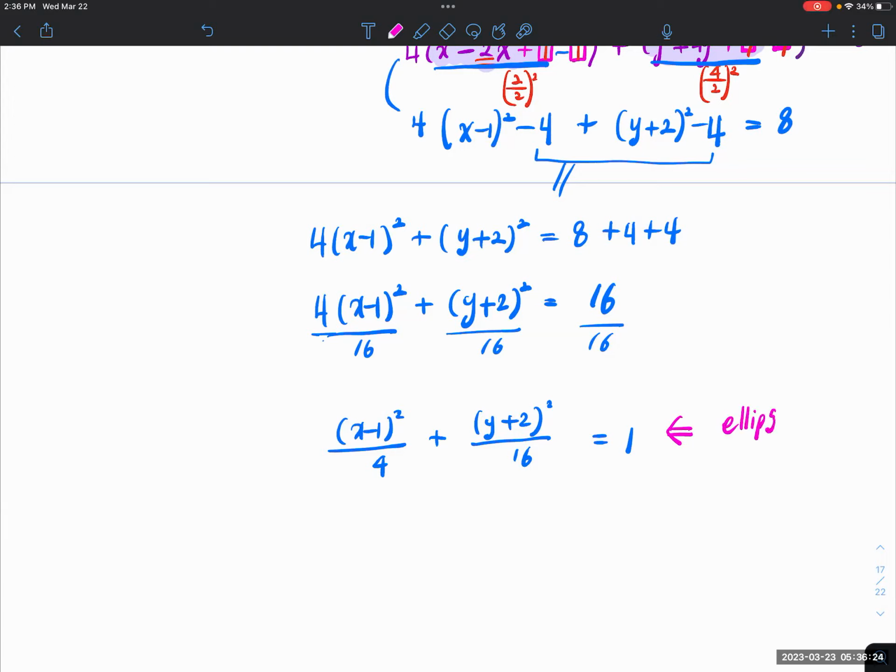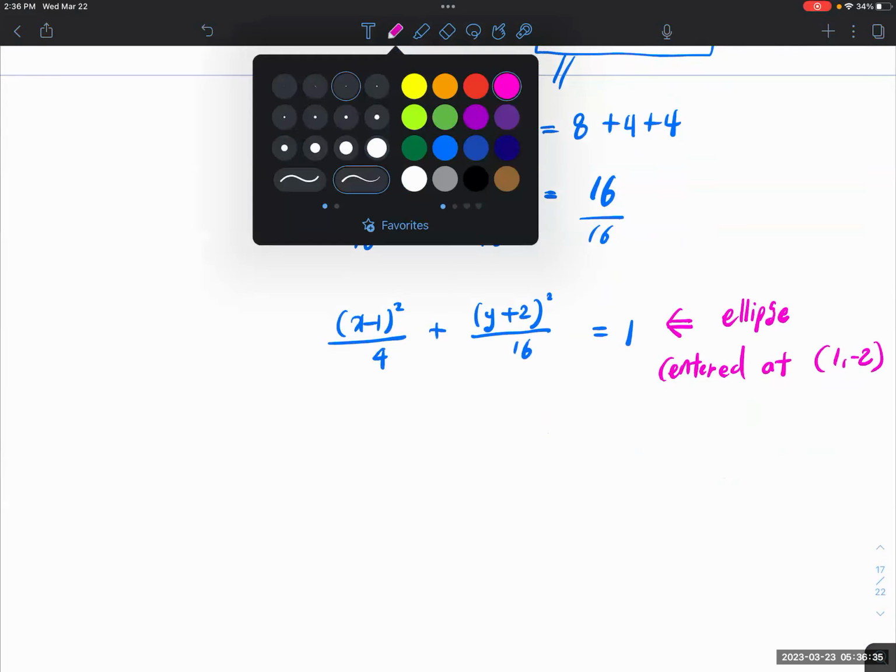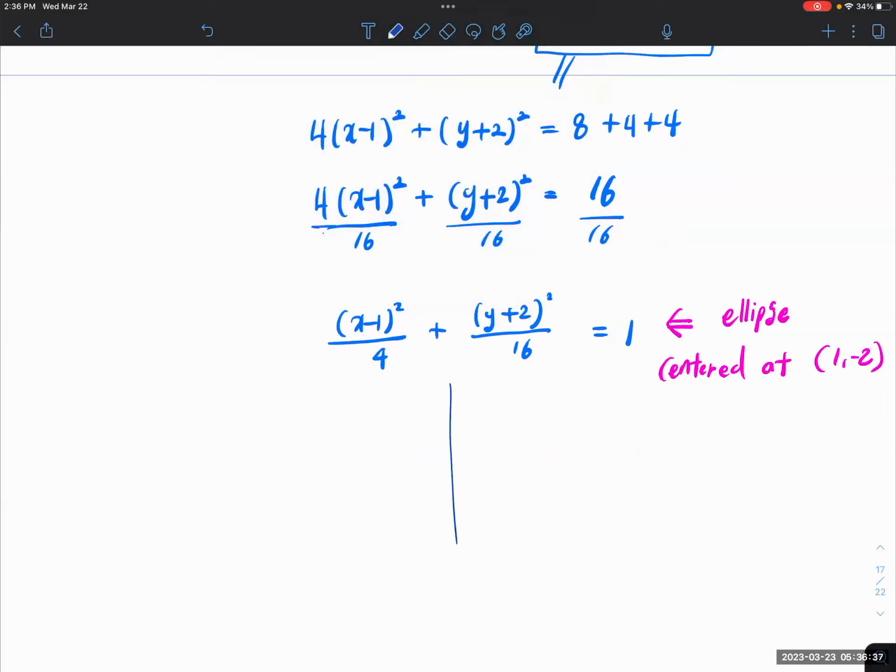Okay, centered at where? 1 comma negative 2. So if you draw that image, it's an ellipse. It's centered at 1 comma negative 2, and then it's going to be a little bit wider.